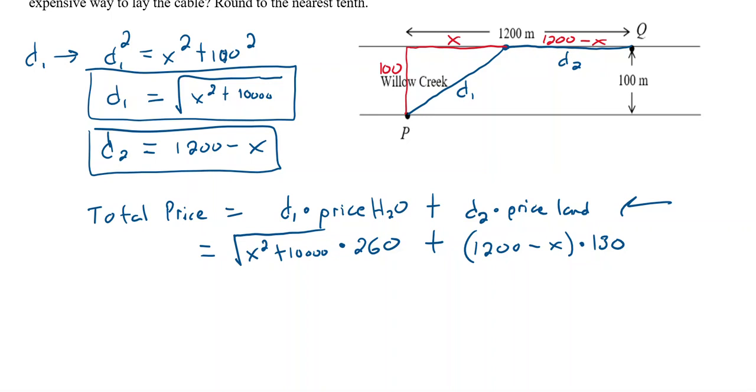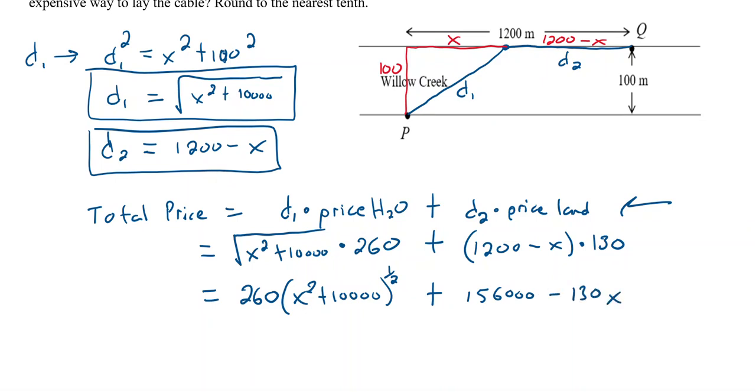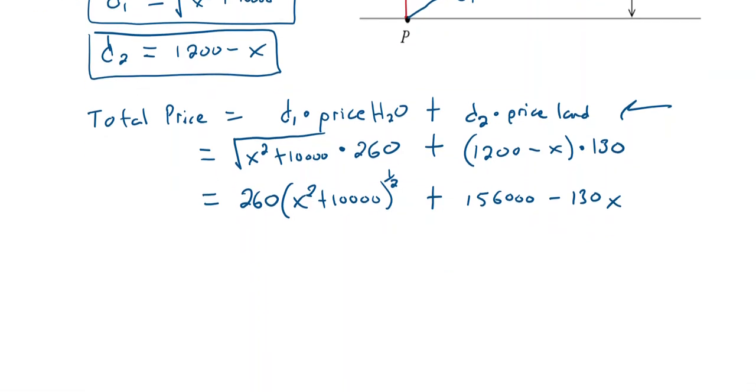So why don't we simplify this a little bit first, so it's a little bit easier to take the derivative of. This would also be equal to, and I'm just going to write the 260 in the front, 260 times, and I'm going to rewrite the square root as x squared plus 10,000 to the power of 1/2, just so I can easily take the derivative here. And then plus, we can expand the 130 in, so we get 156,000 minus 130x.